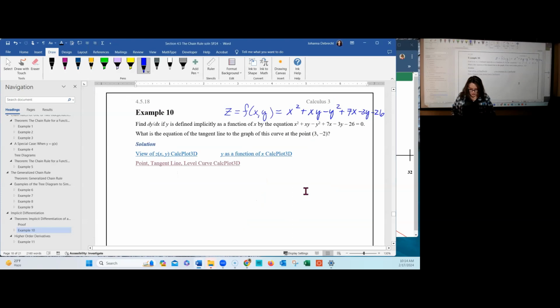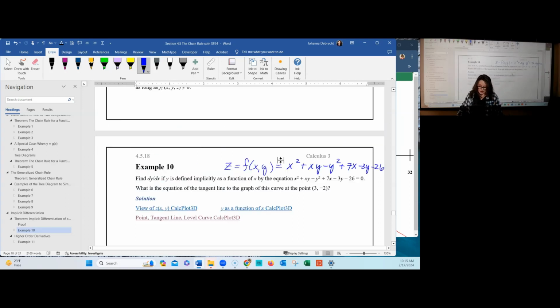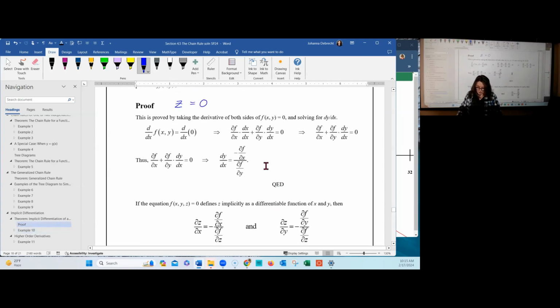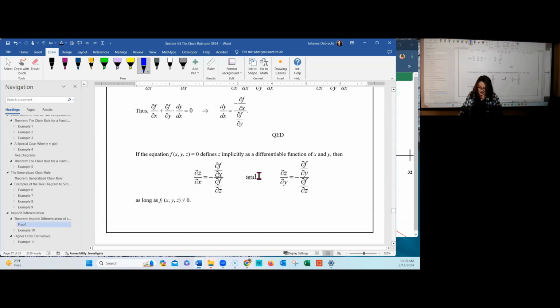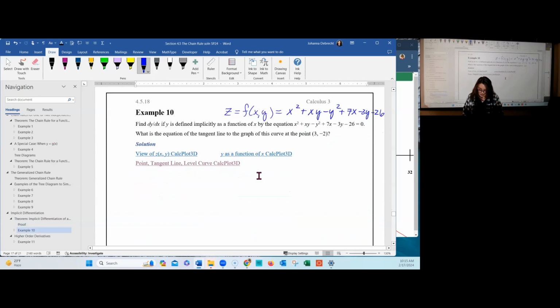Let's come back over here now, and let's go ahead and figure out how to apply the formula. We'll come back up above, and we'll take this formula right here and apply it. dy dx is equal to the opposite of the partial with respect to x divided by the partial with respect to y. Let's write that formula down now.